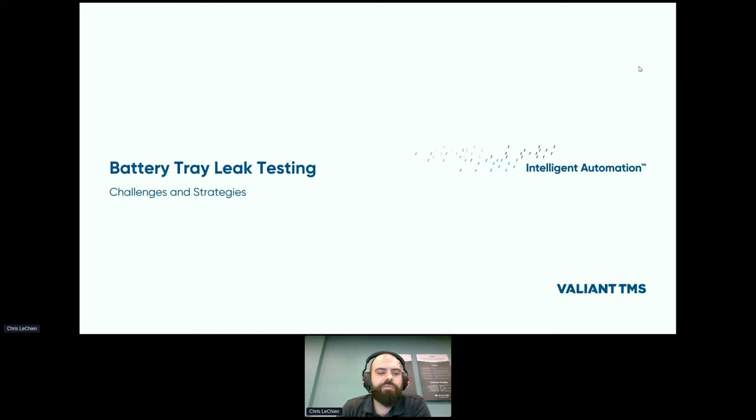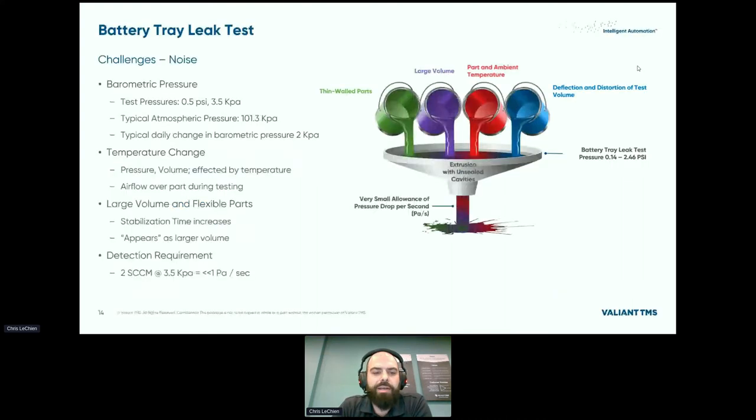One of the other significant challenges with the battery trays is actually leak testing of the battery trays. And I'm not going to go into too much of the details here. We could have a very long discussion on leak testing, and if anybody's interested, please contact me after and we can.